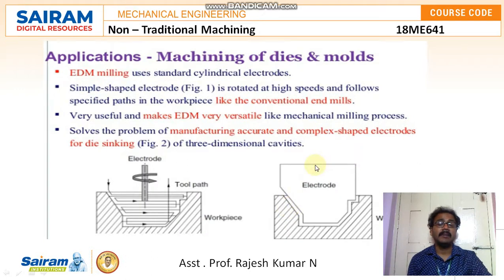And the third one is the applications related to the machining of dies and molds. Electrical discharge machining milling uses standard cylindrical electrodes. Here a simple shaped electrode, which is shown in sketch one, is rotated at high speeds and follows the specified paths in the workpiece, like conventional end mills. It is very useful and makes electrical discharge machining very versatile like a mechanical milling process. It also solves the problem of manufacturing accurate and complex shaped electrodes for die sinking, which is shown in figure 2 for three-dimensional cavities.